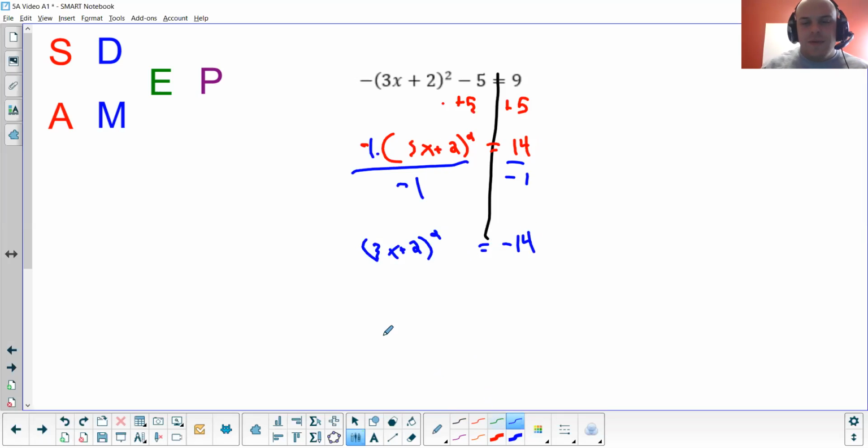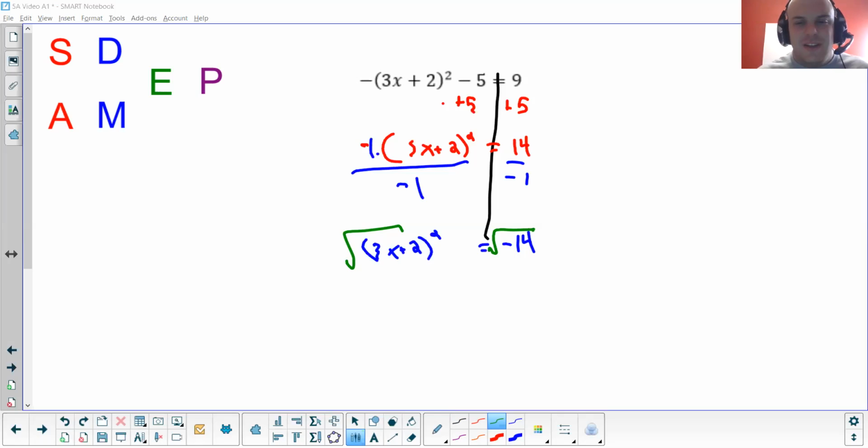And then we square root both sides. And then you're like, okay, square root of -14. I want to show you guys this. The square root of -14. Hopefully my calculator's in the right mode to where it works. Bang. Non-real answers. You can't square root a negative.